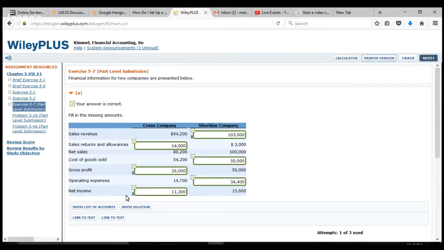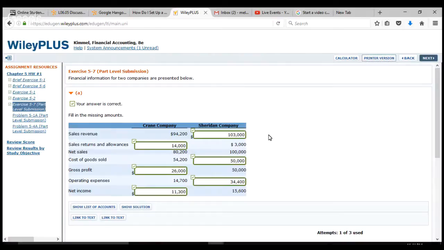Right here to get your net income, you take your gross profit and you minus your operating expenses. So you have 26,000 minus 14,700, and you get the 11,300. At this point, there's nothing to add or subtract from activities not related to your operations. So the 11,300 is your net income. All right, and that is the Crane side.